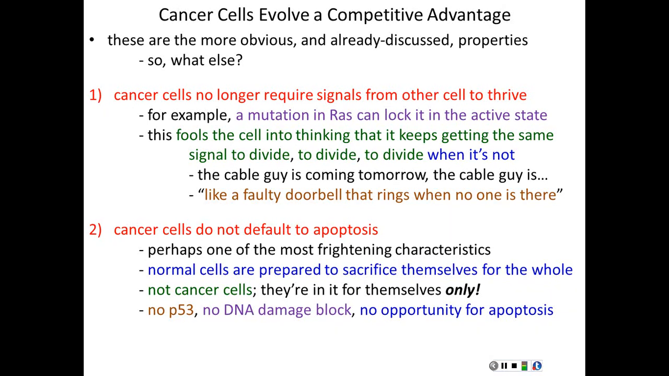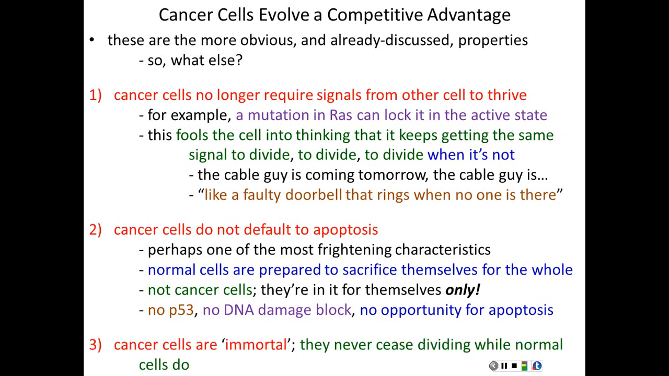Apoptosis was largely an effect of p53. DNA damage led to p53 activation. p53 activation halted the cell cycle. If the DNA couldn't be repaired in a given amount of time, the cells defaulted to apoptosis. If p53 is mutated, we don't stop dividing at the DNA damage. We don't have time to repair that DNA, and we certainly don't default into apoptosis. Cancer cells are immortal. They never stop dividing, while normal cells do.